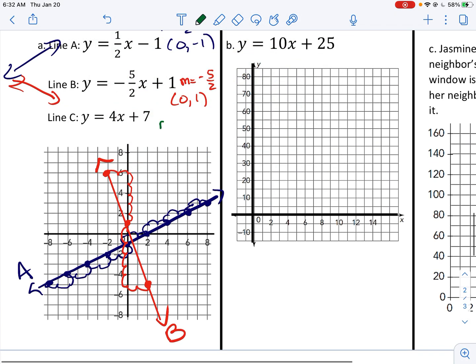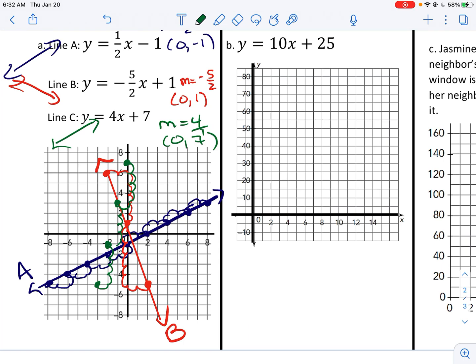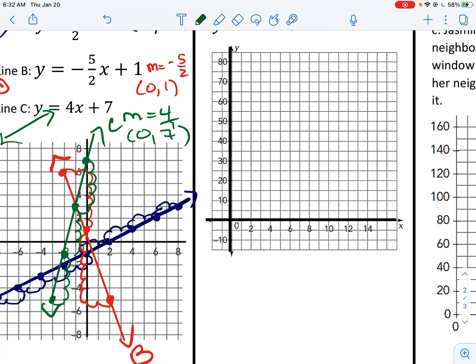And I'll do green. This one's slope is 4. Its y-intercept is 7. So it is also going to be going in the positive direction. I go up to 7. Can't really go up 4 and over 1. So I'm going to go down 4. 1, 2, 3, 4, and you go over 1. Down 1, 2, 3, 4, and over 1. And over 1. Okay, really can't go anymore. So we'll just draw this line. And that's line C.